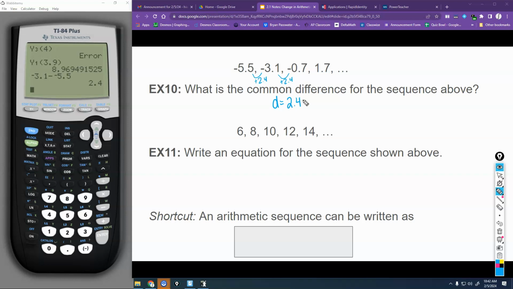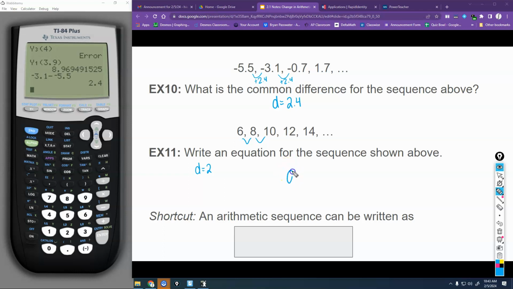Okay, so 11 doesn't ask us for the common difference. 11 asks us to write the equation for the sequence shown above. So we still need our common difference for this. What is the common difference for this? It's just plus 2, right? We can do that one without our calculator. So that common difference is 2. Remember, that's like your slope, right?